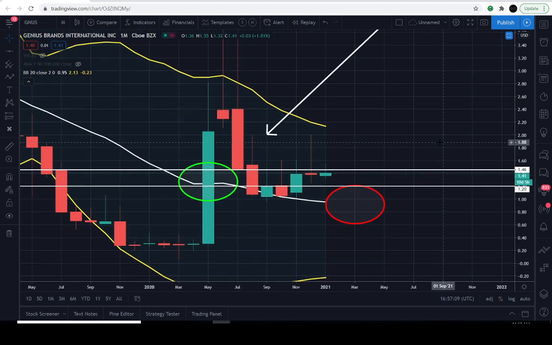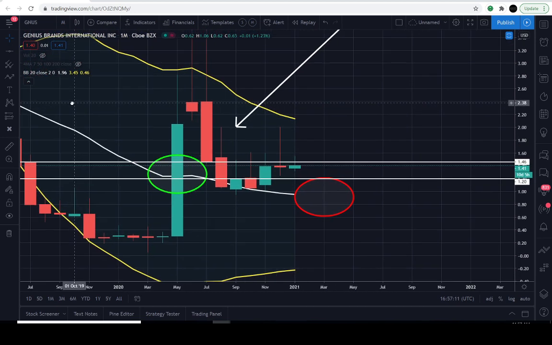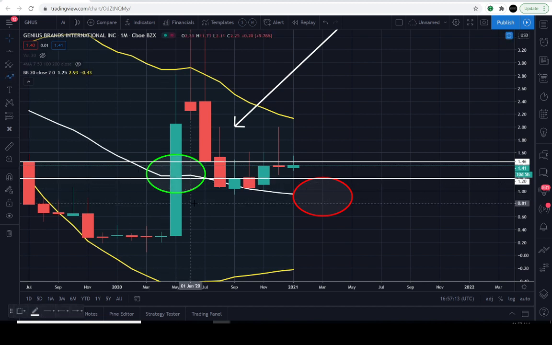So that's pretty much it, guys. The sellers have an obligation here. Even though the price is down, I'm actually going to look at this as a buy-in opportunity as long as the price stays above $1.20. That's it. Really simple.